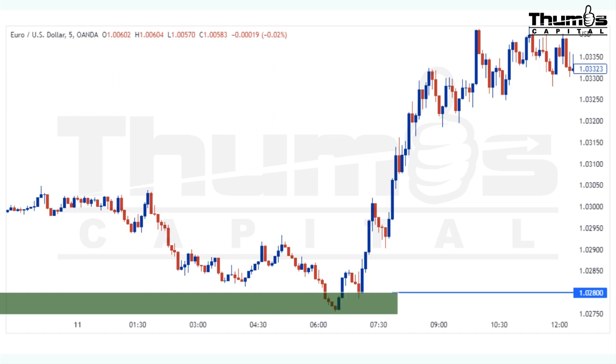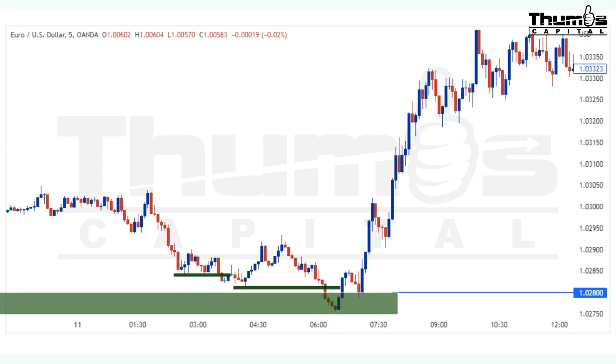Just like the previous example, price on the way to the buy zone created a liquidity zone right here, which was taken out right here, after which a new liquidity zone was created here, which was then taken out by this final push into the buy zone to complete the batch reversal pattern.